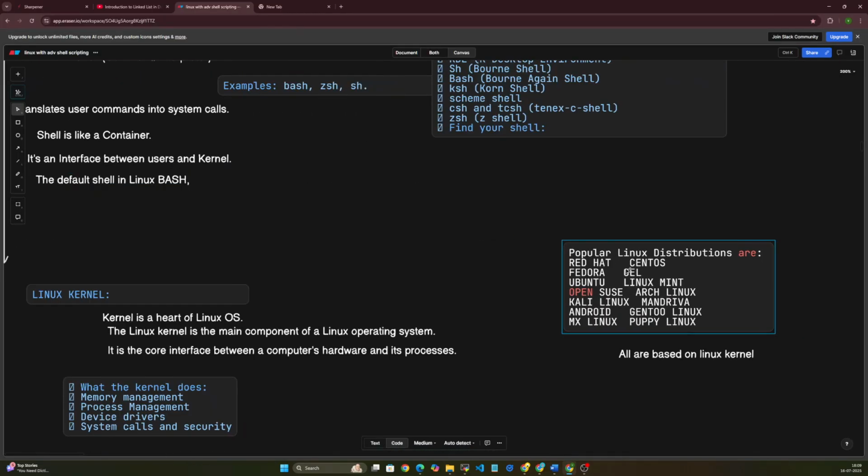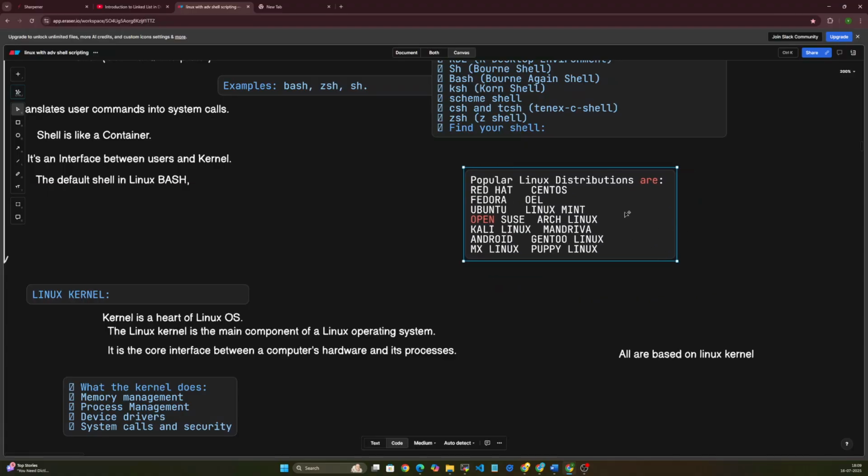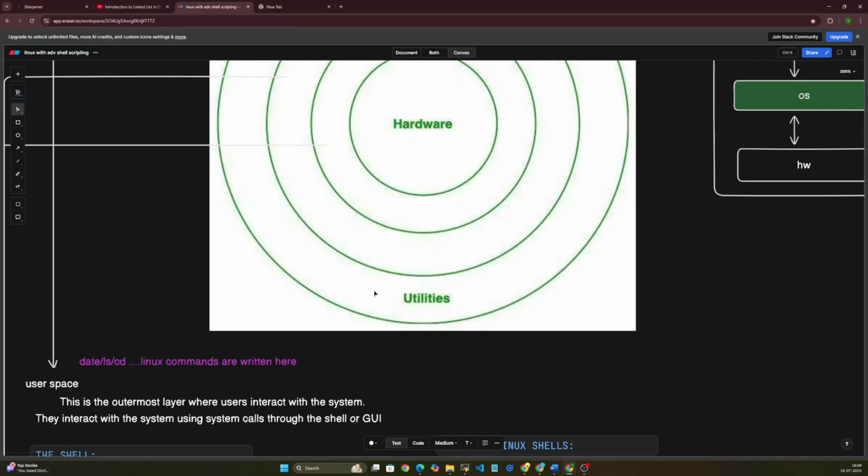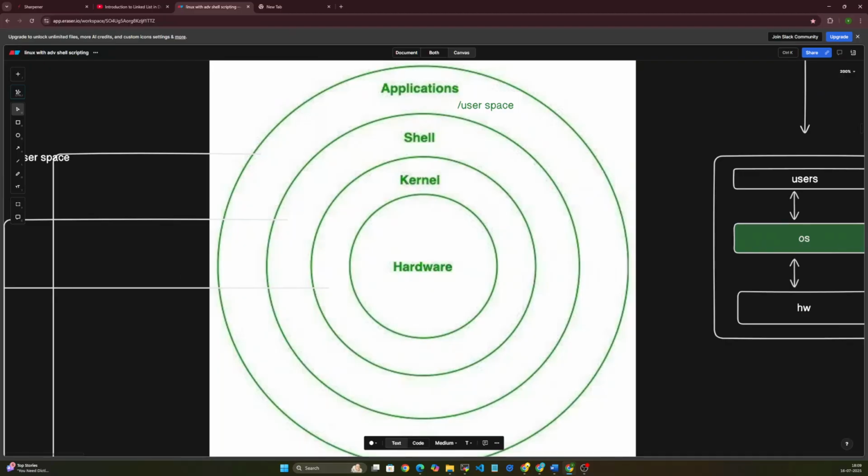See, all these operating systems, CentOS, Red Hat, Fedora, Ubuntu, Amazon Linux, everyone is based on the Linux kernel only. So I hope you understood the architecture of Linux. Thank you.